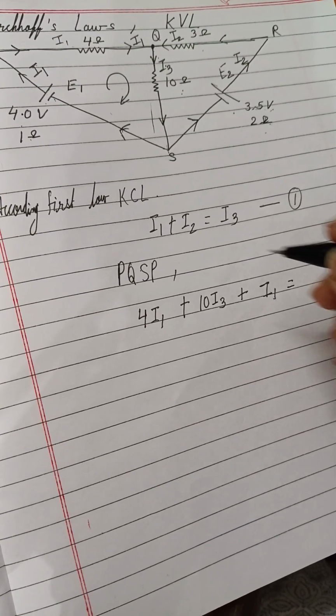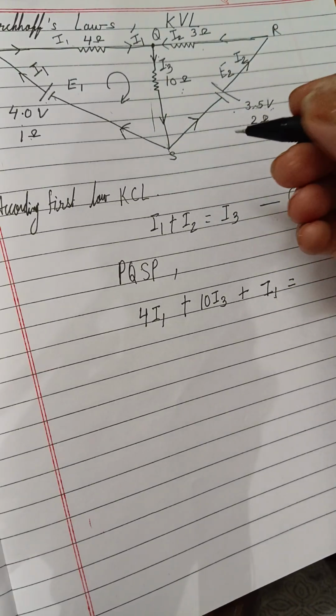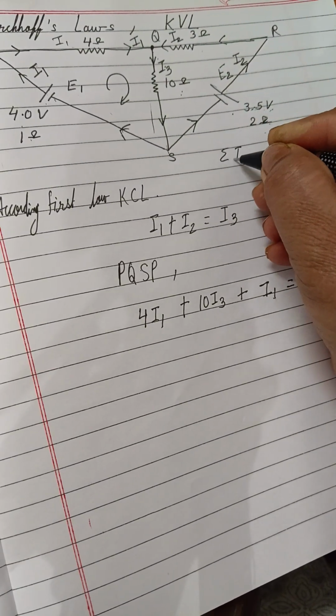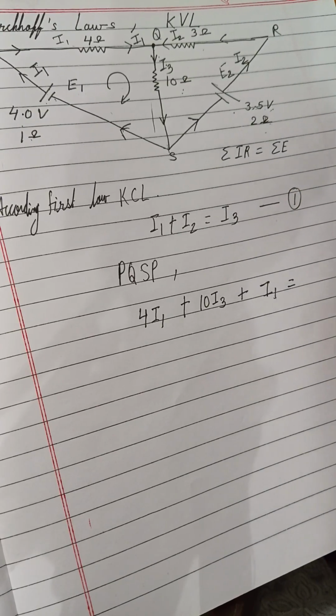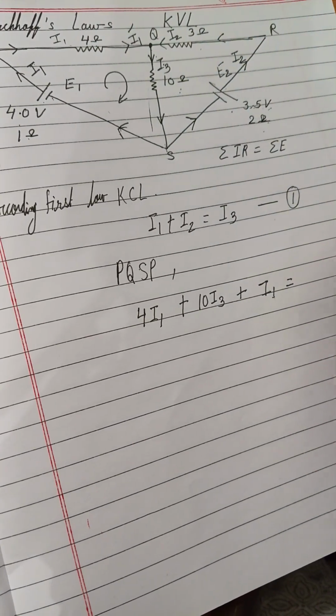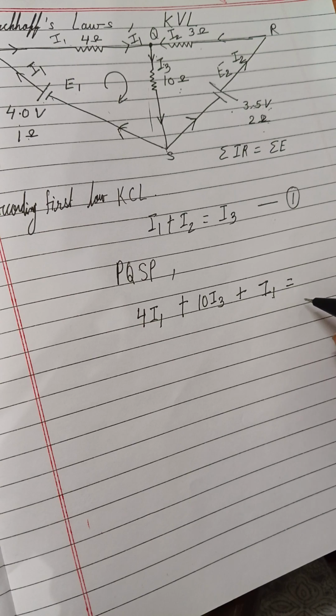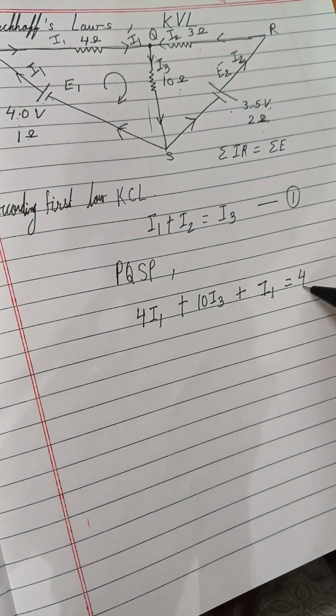is equal to what we have, because you know that the KVL law is the sum of IR is equal to the sum of E. We can write like this. So according to that, this side the value we have is 4, so we are going to write 4. This is my equation 2.